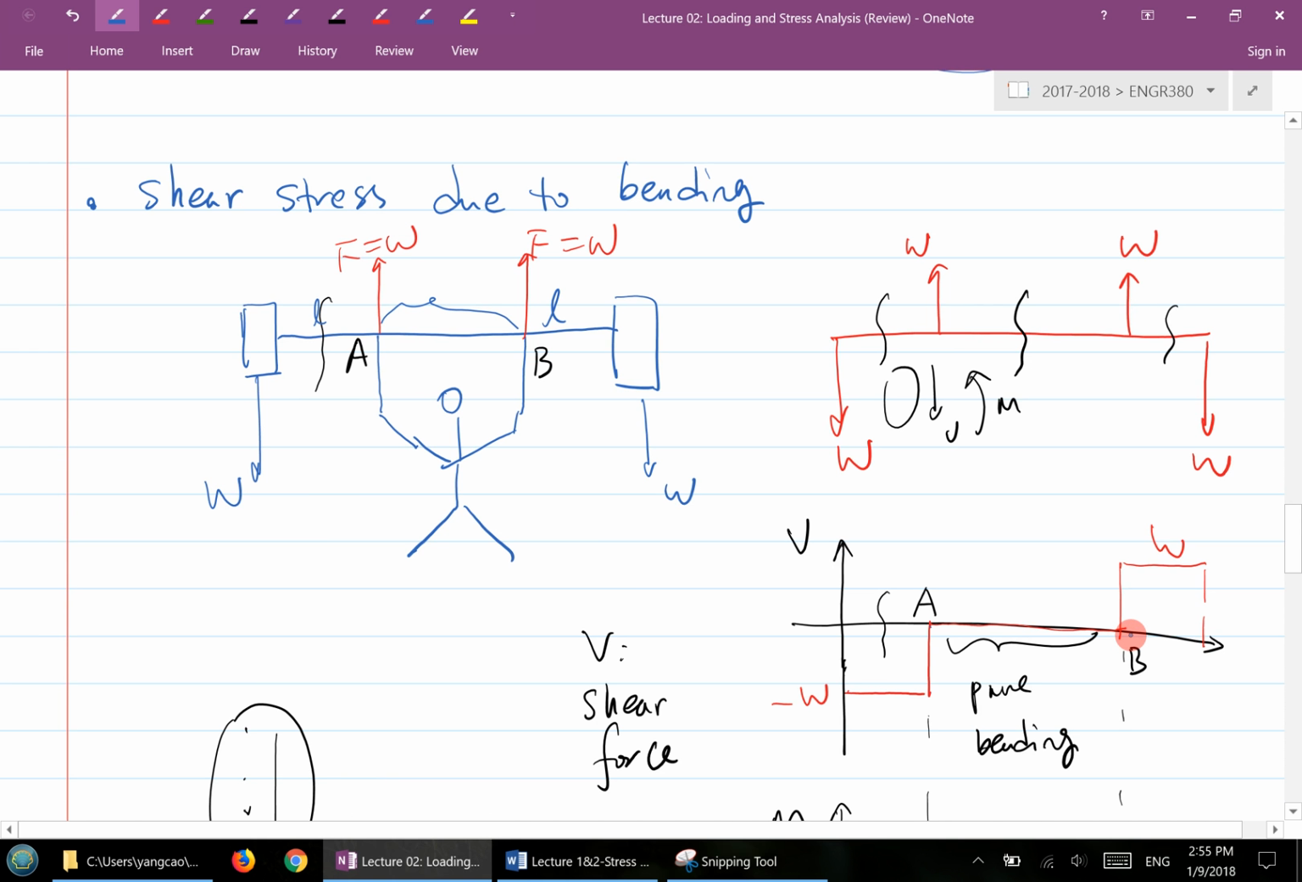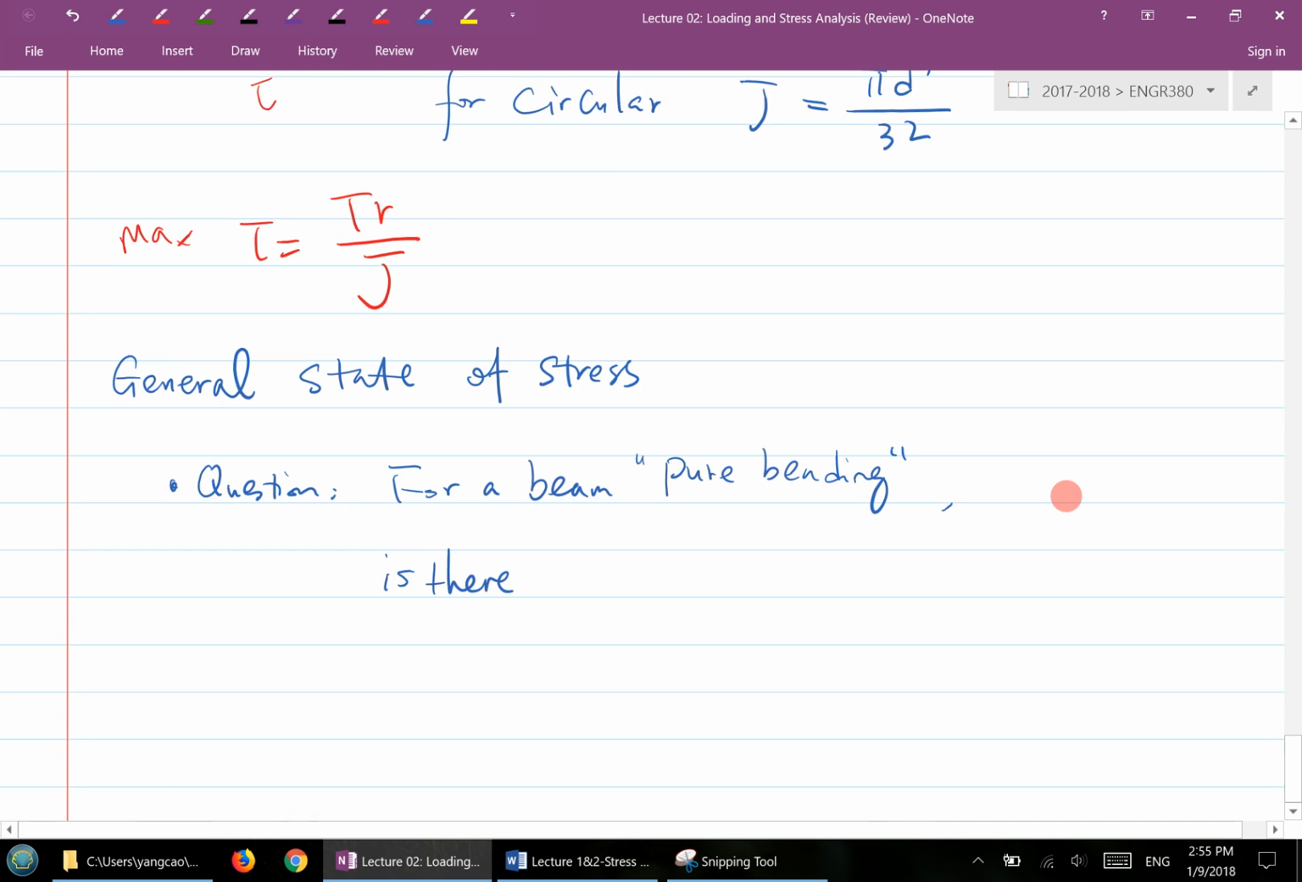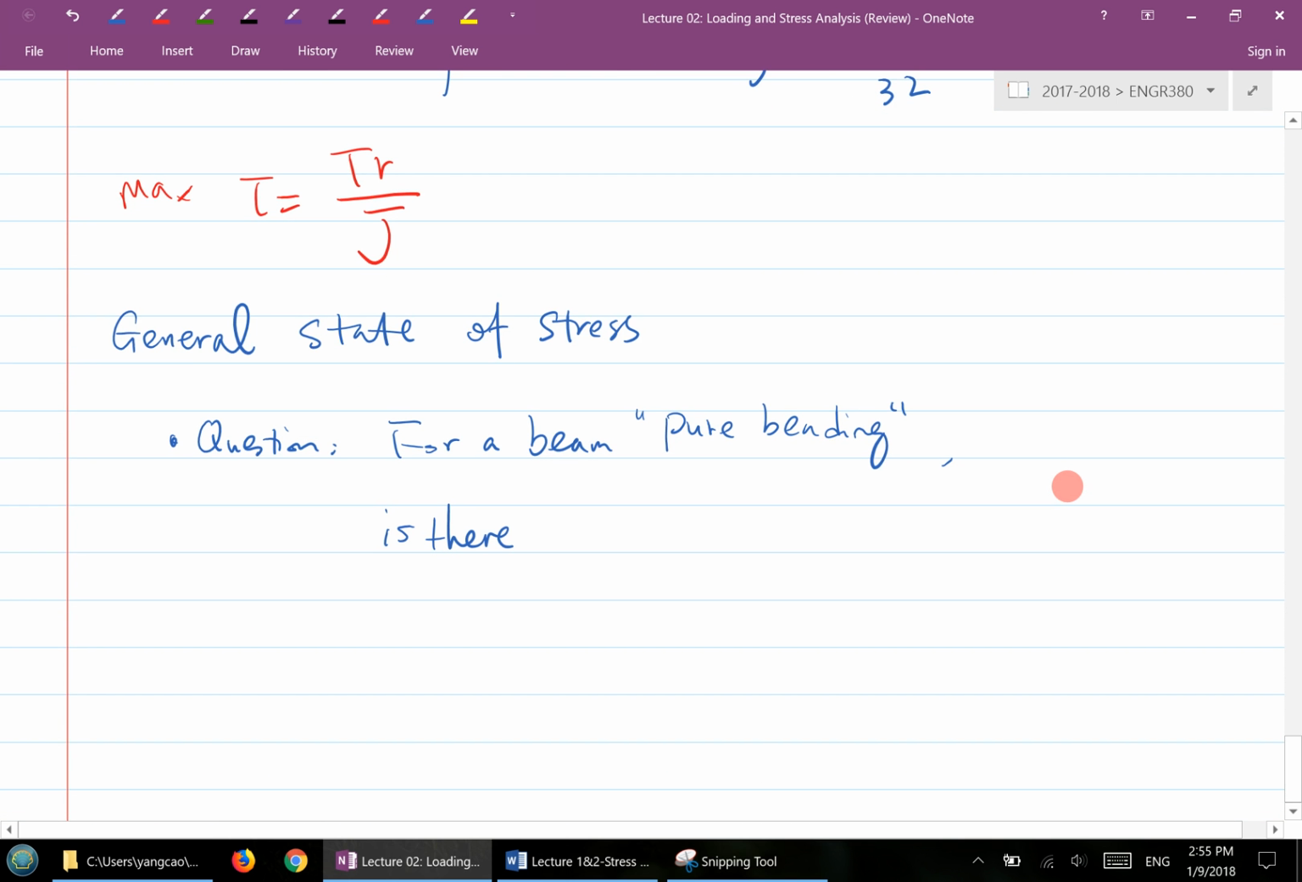Pure bending basically means if you cut a cross section vertically, there's no shear force, right? But then the question here is, if there's no shear force, is there really no shear stress, or is there still any shear stress in the material? I want you to think about it.